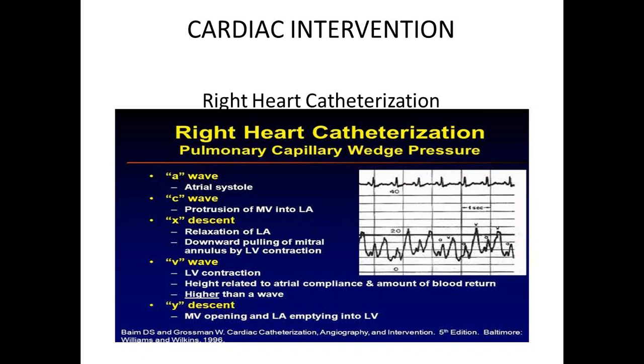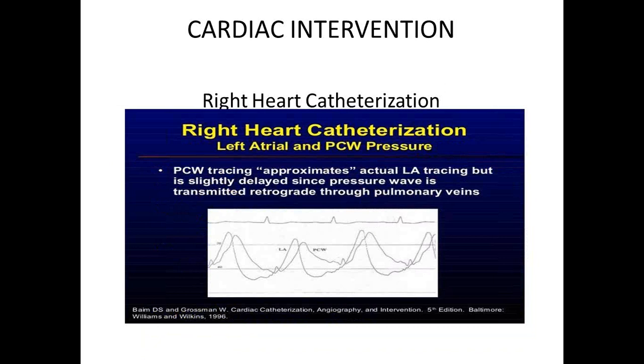Okay? Remember, the pulmonary capillary wedge pressure is a reflection of the left atrial pressure, which is a reflection of the left ventricular end diastolic pressure. So if we do our pulmonary capillary wedge pressure tracing, and you use your Swan-Ganz catheter to do that, you're going to get a waveform looking like this.